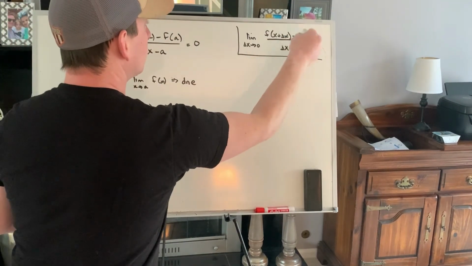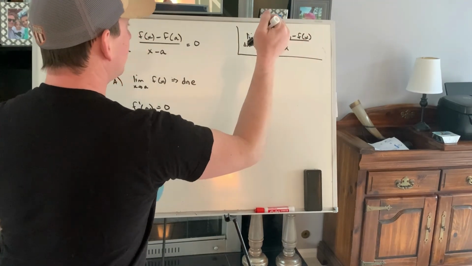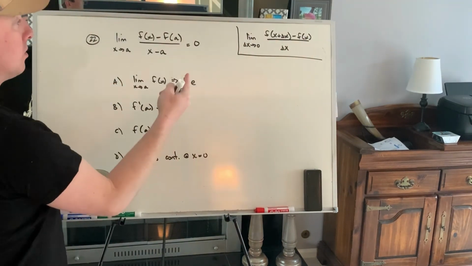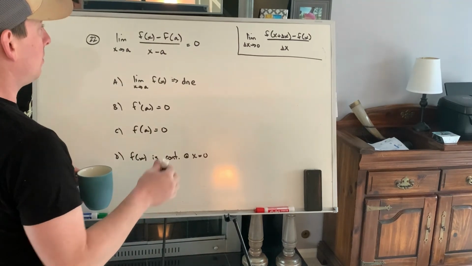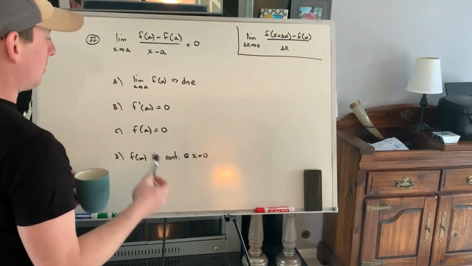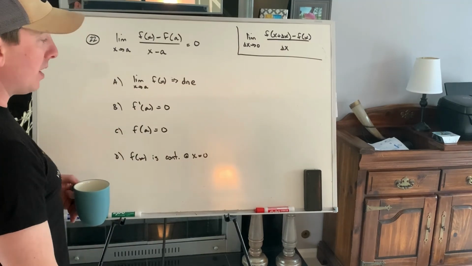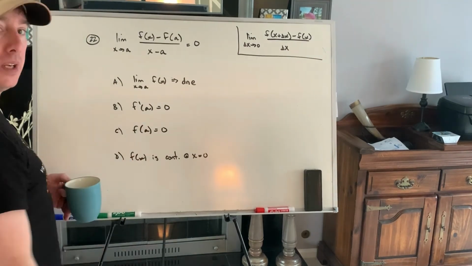This thing gives you the derivative of f. This thing gives you the numerical slope of f when x is a. So if this whole thing equals 0, that's just saying that f prime of a equals 0. B.